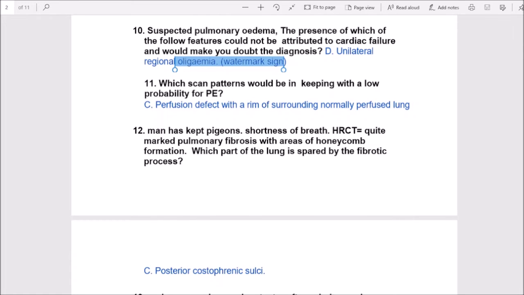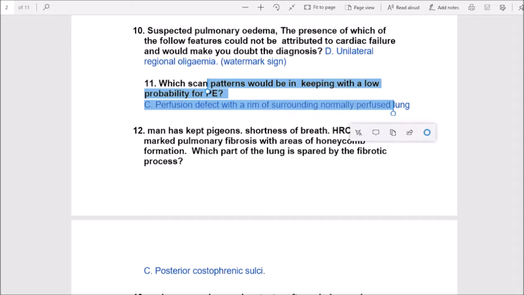Number 11, which scan pattern would be in keeping with low probability of pulmonary embolism? Perfusion defect with a rim of surrounding normally perfused lung shows low probability for pulmonary embolism.